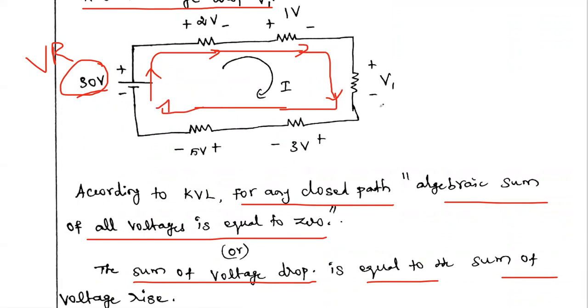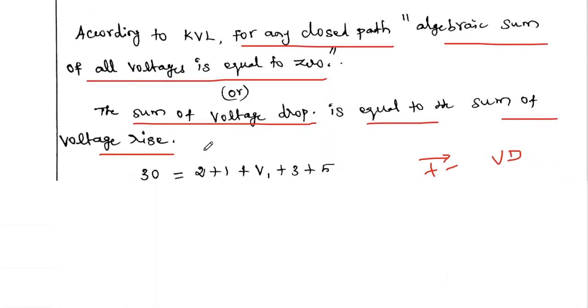When we complete this loop, only this 30 volt is a voltage rise. All the remaining voltages are drops. So you add all the voltage drops: 2 plus 1 plus V1 plus 3 plus 5.